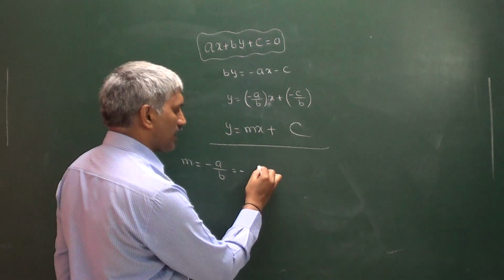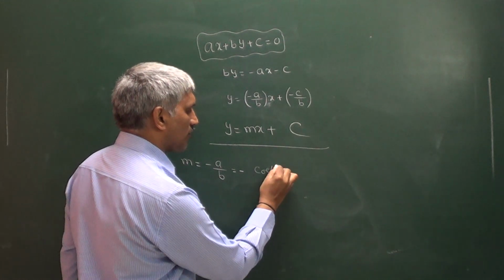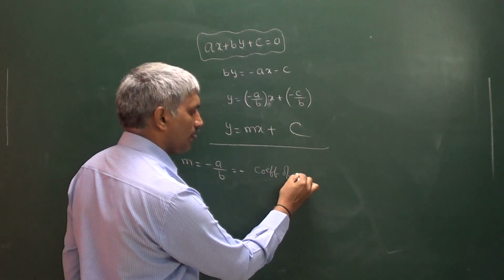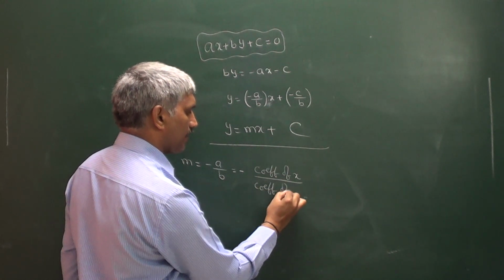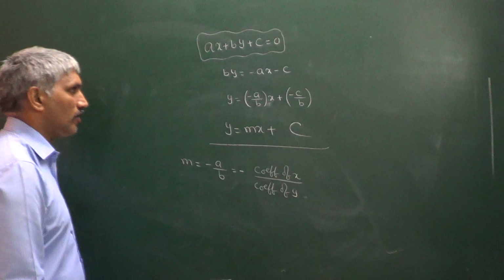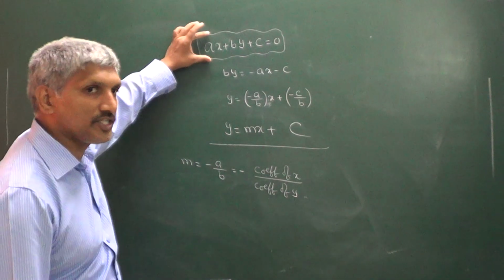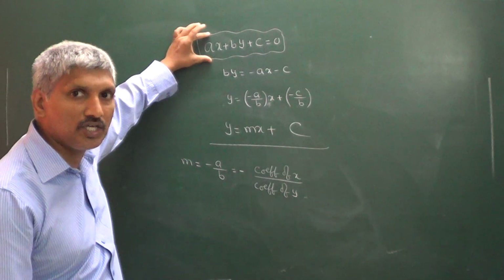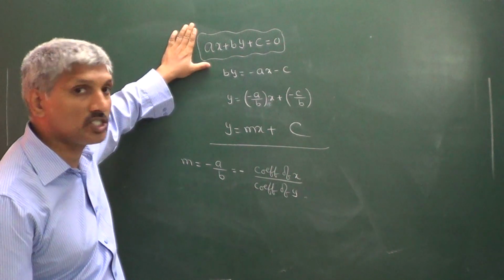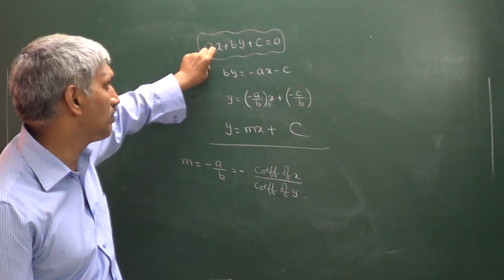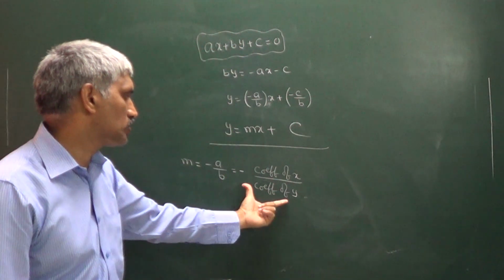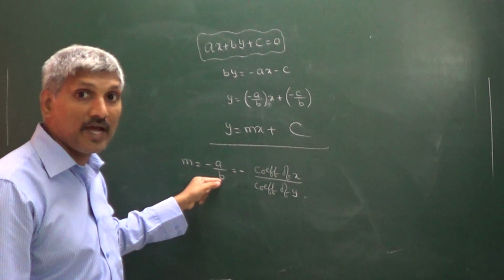That is equal to minus of coefficient of x divided by coefficient of y. That is the slope of a line. Whenever the line equation is given as ax plus by plus c is equal to 0, this line's slope is given by minus of x coefficient divided by y coefficient. That's what you will get, minus a by b.